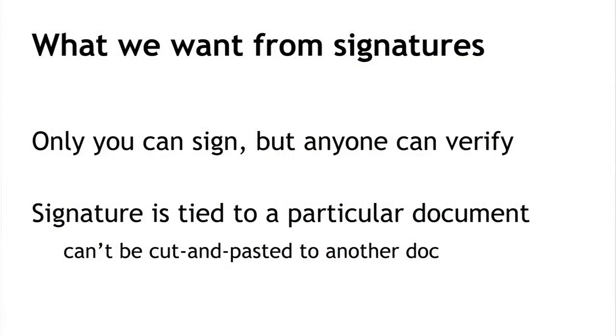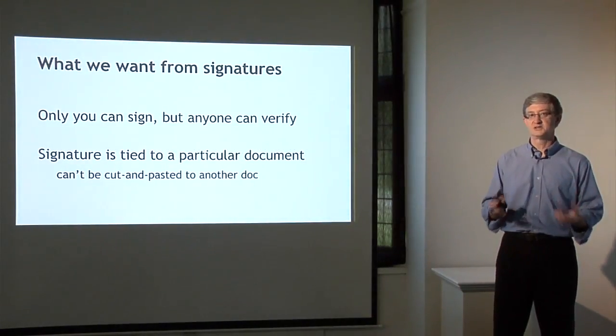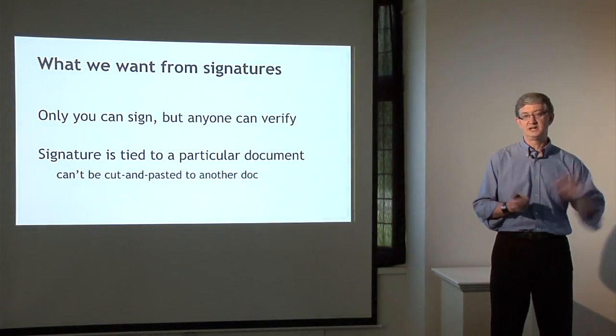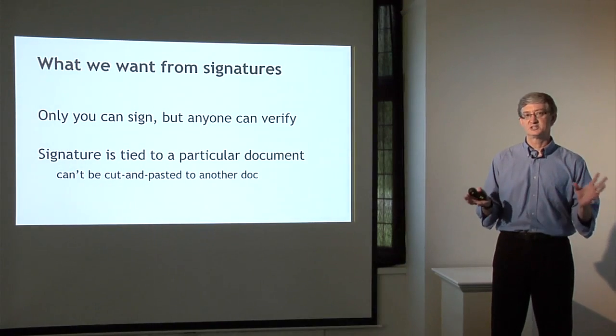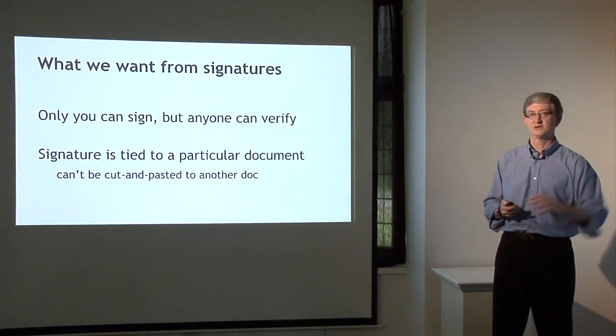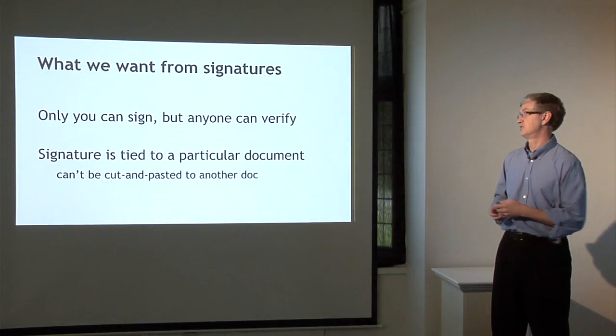What we want from signatures is two things. First, that just like an idealized paper signature, only you can make your signature, but anyone who sees your signature can verify that it's valid. And then the second thing you want is that the signature is tied to a particular document so that somebody can't take your signature and snip it off one document and glue it onto the bottom of another one. Because the signature is not just a signature, it signifies your agreement or endorsement of a particular document. Okay, so the question is, how can we build this in a digital form using cryptography?